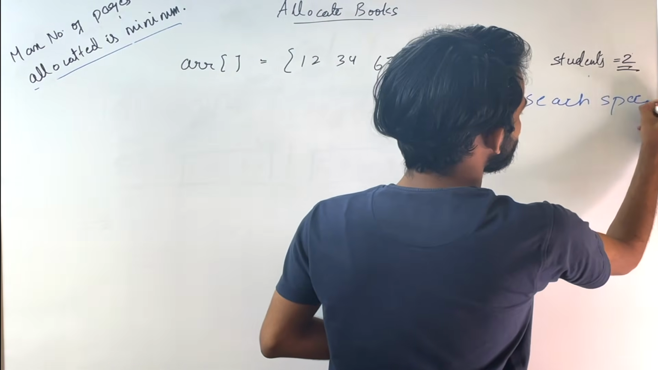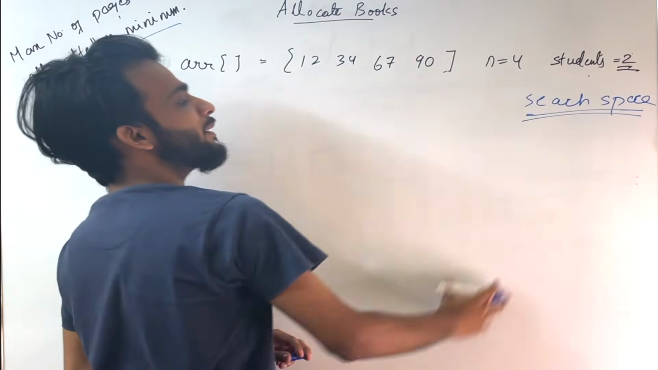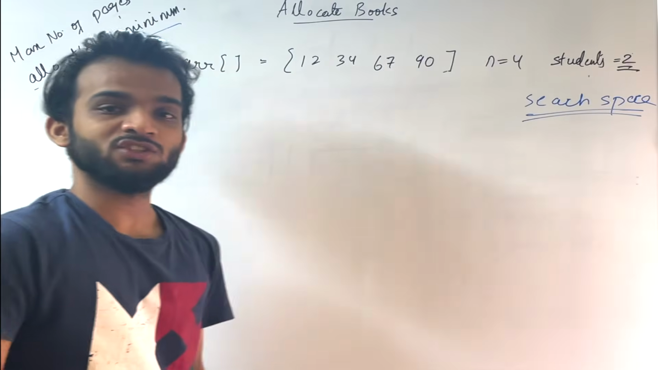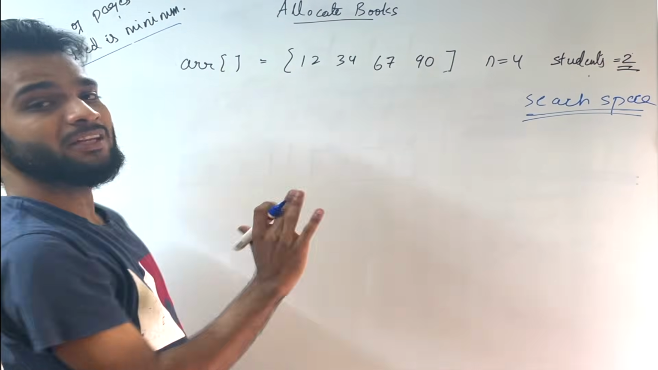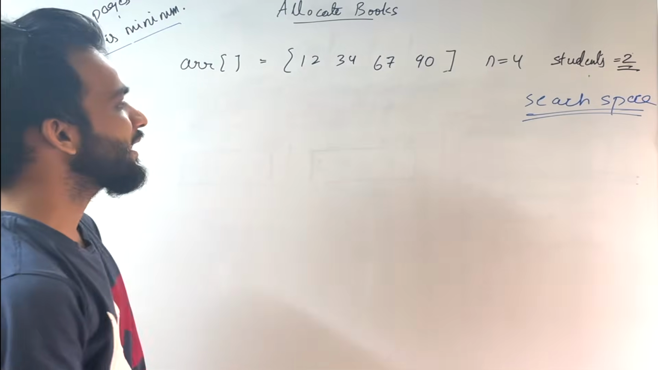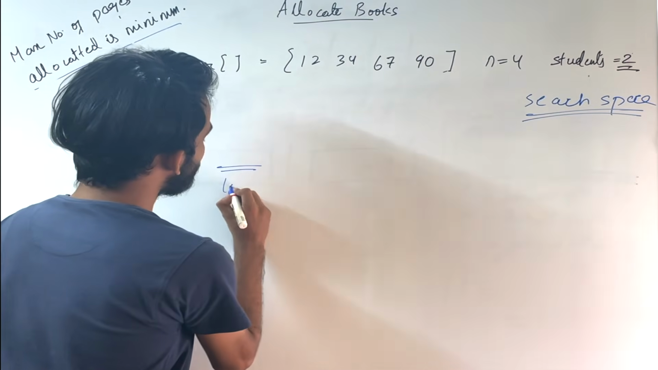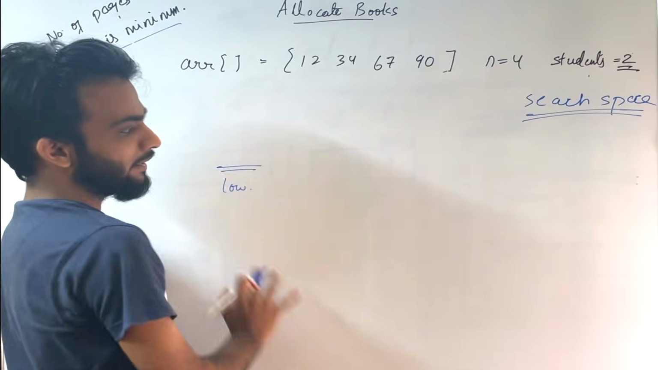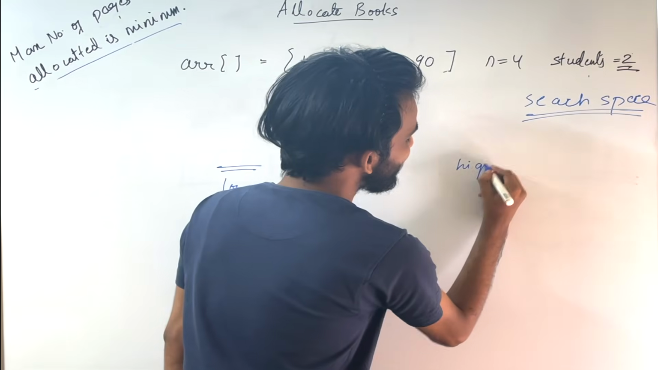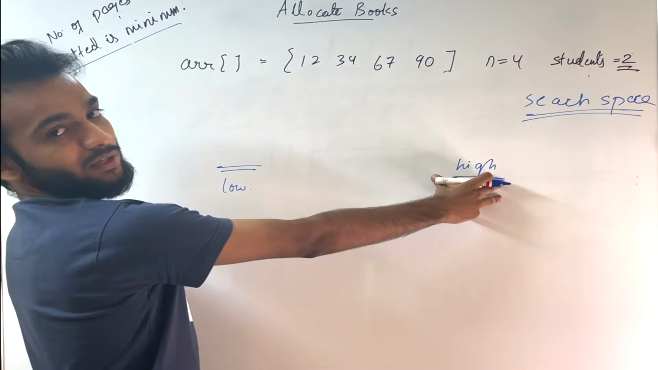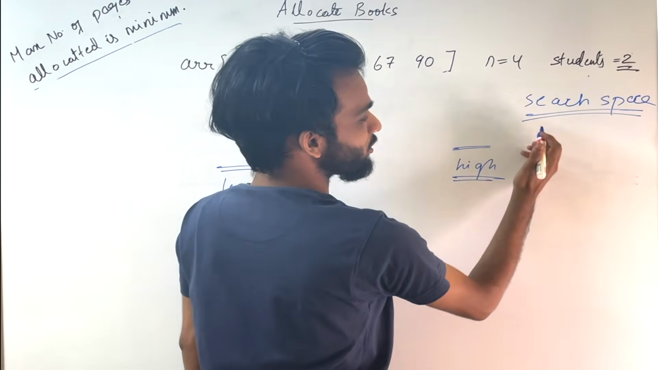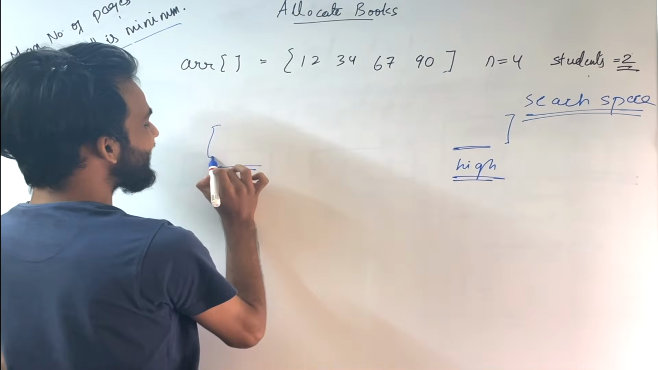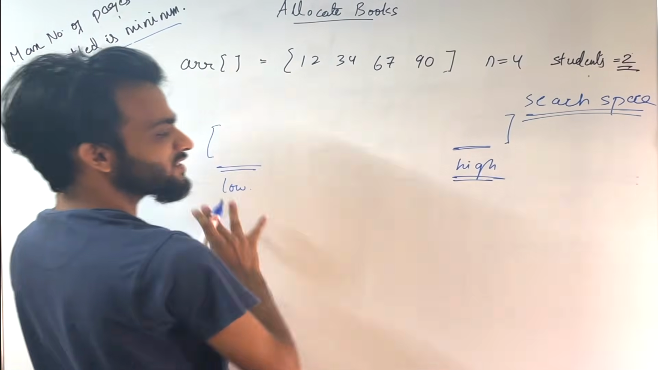If you can figure out the search space, you can actually implement binary search on it. So I need to realize what can be the minimal answer. What can be the minimal answer? If I ask you what is the minimal answer possible, and what is the maximal answer possible, then I can say this is going to be my search space.